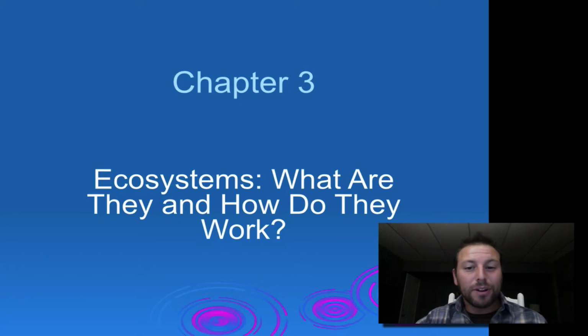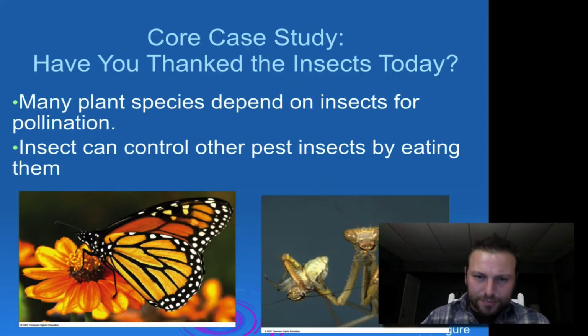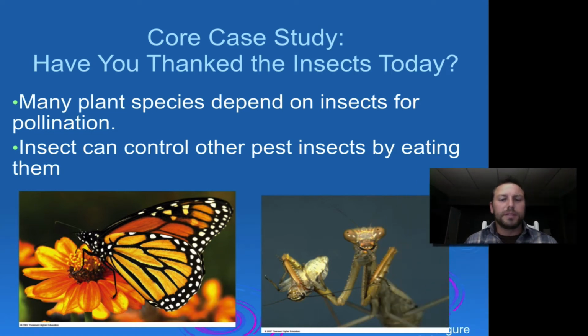And today we're going to look at Chapter 3 in our Miller text, looking at ecosystems. What are they and how do they work? As we go into these ecosystems and start really looking and dissecting the different parts of them, there's really a foundation, a type of organism that really makes almost all of these systems work and is pretty much found in every single type of system, and that's insects.